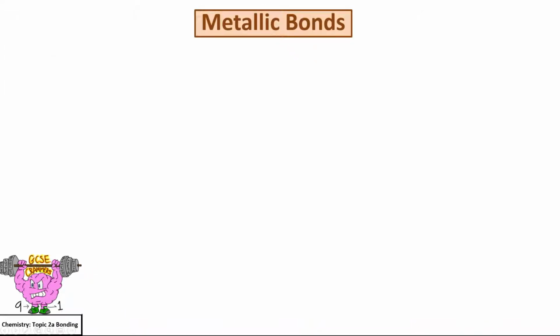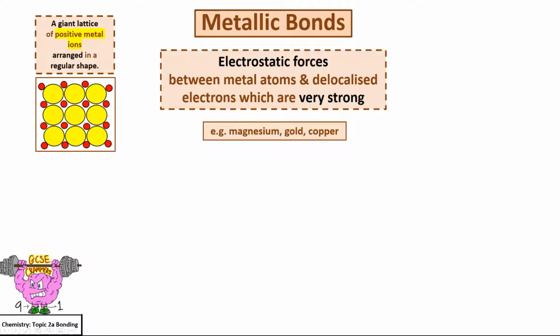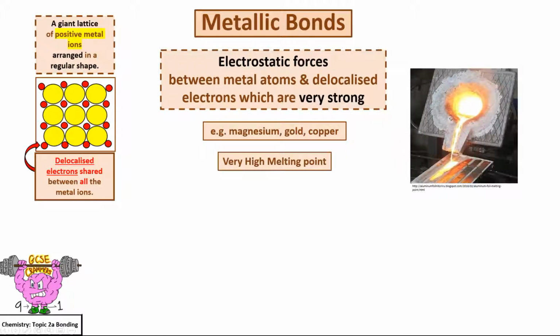Metallic bonds are held together by electrostatic forces between metal atoms and delocalized electrons, which are very strong. For example, magnesium, gold, copper, etc. Metallic bonds form a giant lattice of positive metal ions arranged in a regular shape, and delocalized electrons shared between all the metal ions. Because metallic bonds are very strong, they have a very high melting point and very high boiling point.